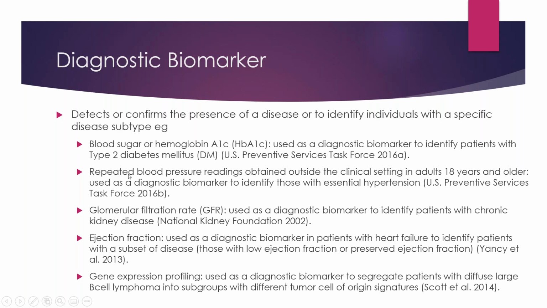It can be repeated blood pressure readings obtained outside the clinical setting, that is, home monitoring of blood pressure in adults, which may be used to confirm or identify people with essential hypertension and to differentiate those from people whose blood pressure goes up the minute they walk through the doctor's surgery. It may be glomerular filtration rate, which is a measure of urinary flow through the kidneys, and this is used as a diagnostic biomarker to identify and to stratify the degree of severity of patients with chronic kidney disease.